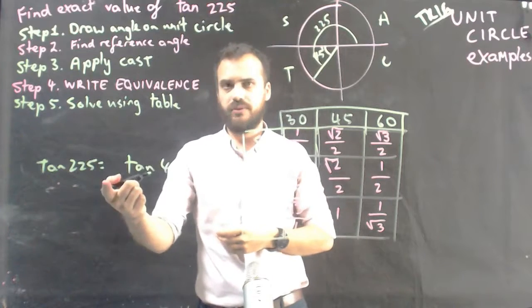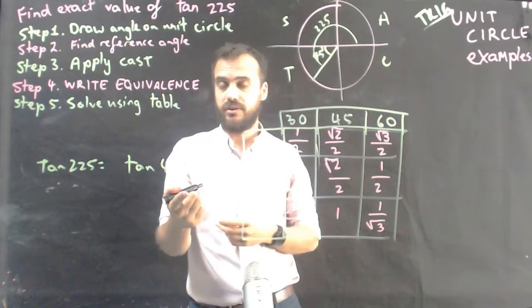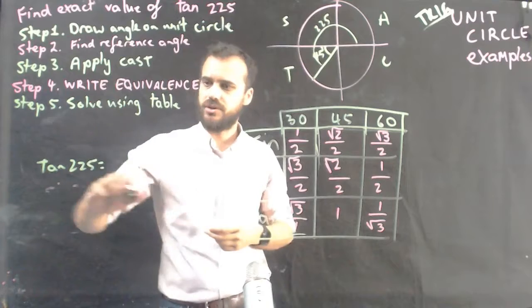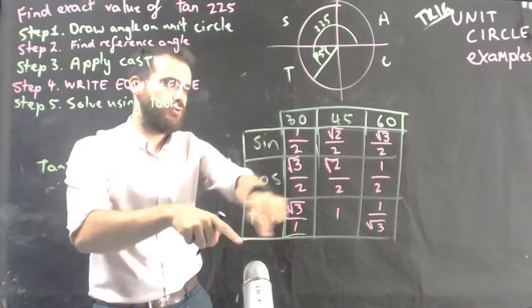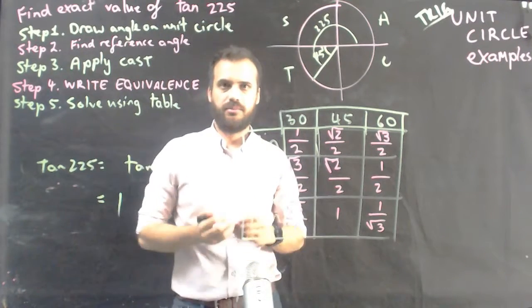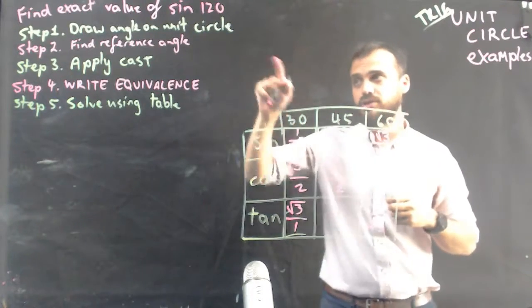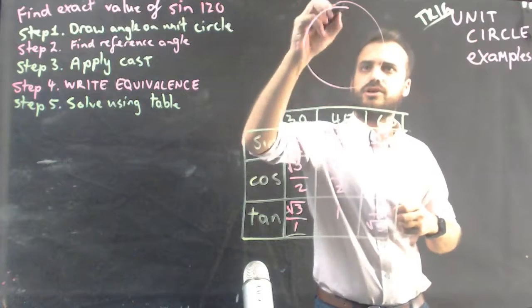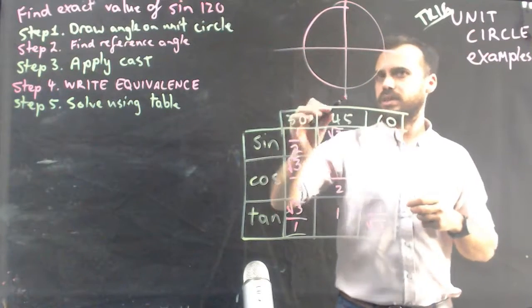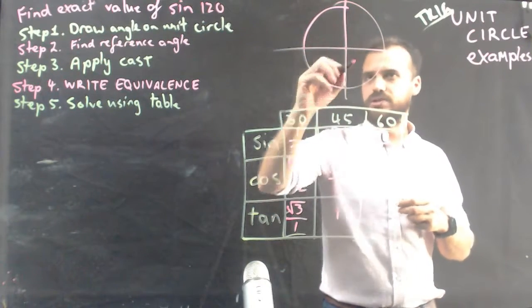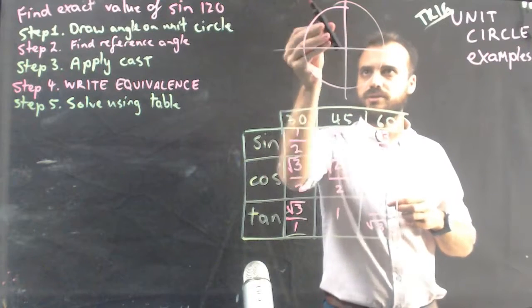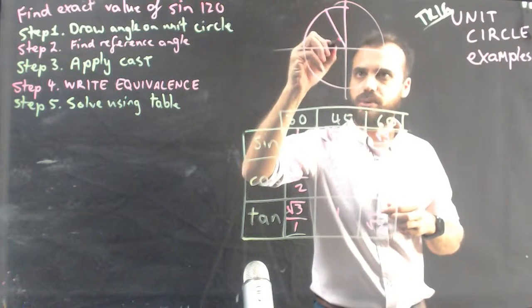So tan 225 is equal to tan 45. Last step, solve using the table. We know that tan 45 is equal to 1. My answer is 1. Let's do another one. Find the exact value of sine 120. Draw a unit circle and then find the reference angle. 0, 90 plus 30 makes 120 degrees.